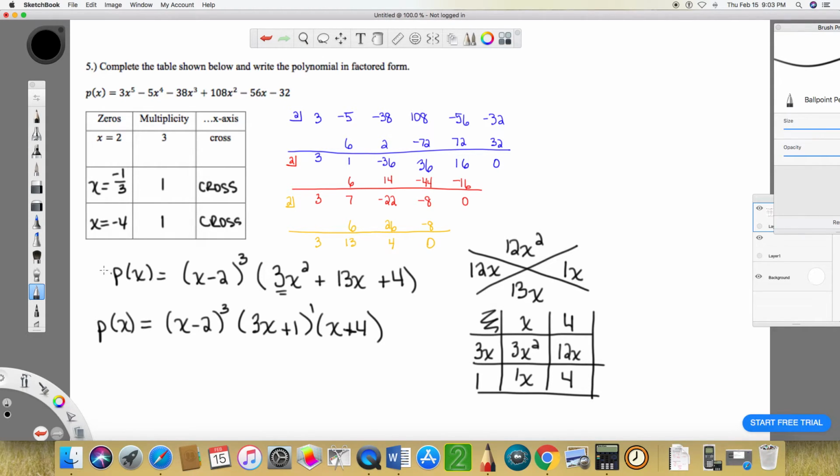So we're able to complete the table, and we have the polynomial completely factored. We say it's in factored form.